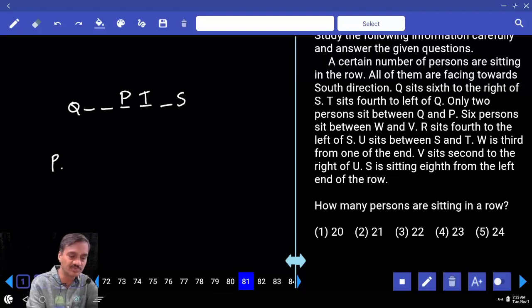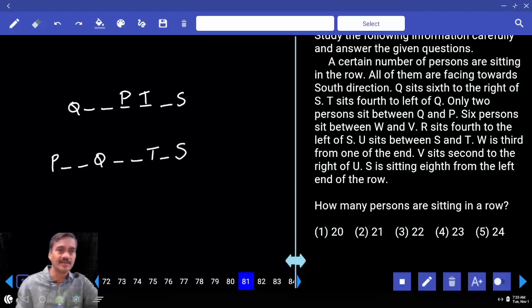If P is here, 2 people between P and Q, Q is here. And there is a blank, T is here, S is at this place. Hence broadly we have 2 possibilities. Now this P can be either to the left hand side of Q or right hand side.